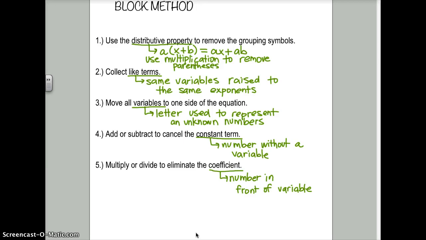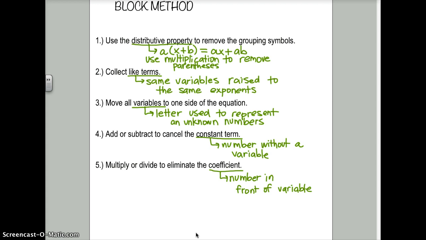First, you're going to use the distributive property. You have to get those parentheses out of there. They cannot be there. You can't solve when you have parentheses. So we use the distributive property. Just a quick reminder, there's an example up there. A times, then in parentheses, x plus b equals ax plus ab. You're using multiplication to remove the parentheses. The parentheses dropped out on the right side of the equal sign, and that's what we're trying to do when we use the distributive property.